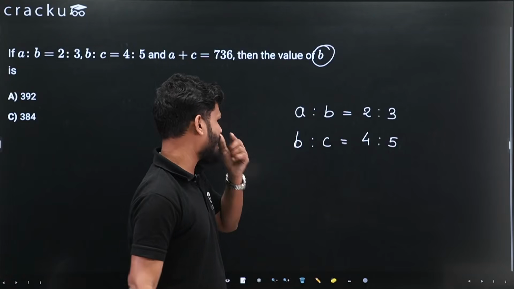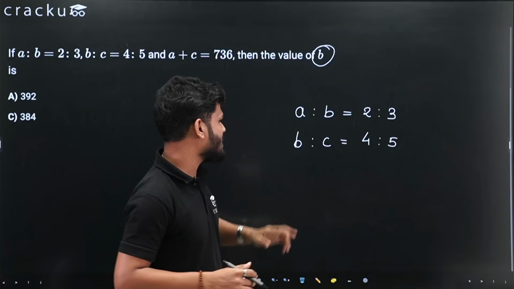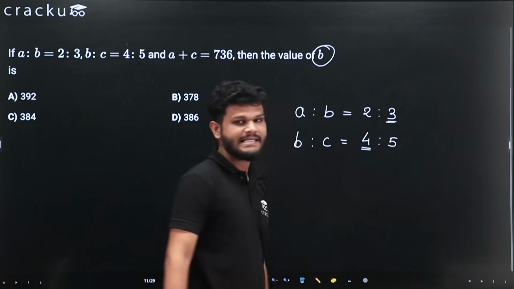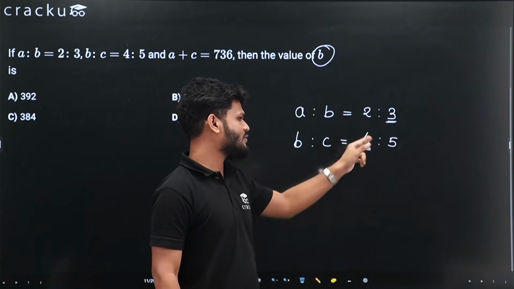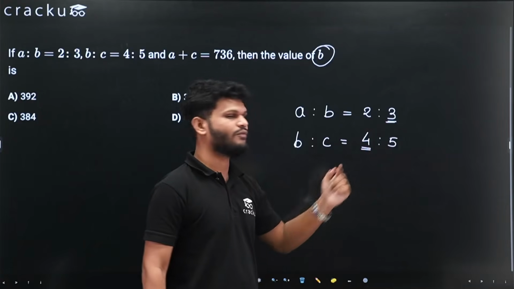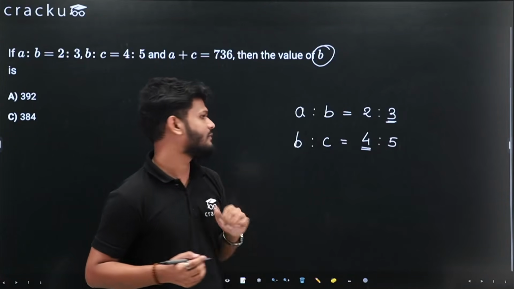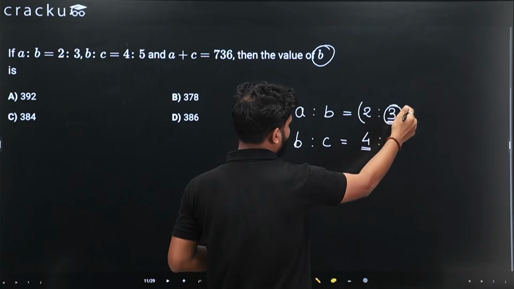Correct? Now, as B is common in both of the ratios, let us try to make the value of B here and the value of B here the same. Then we can compare A and C directly. How do you make this value the same? Just make it equal to the LCM of 3 and 4. What is the LCM of 3 and 4? It is nothing but 12. So to make this 3 into 12, we have to multiply the whole ratio by what?